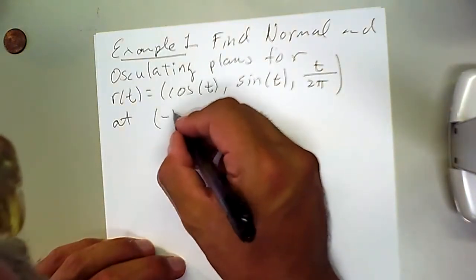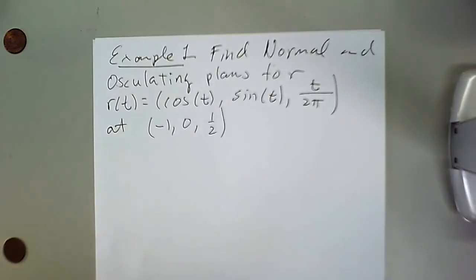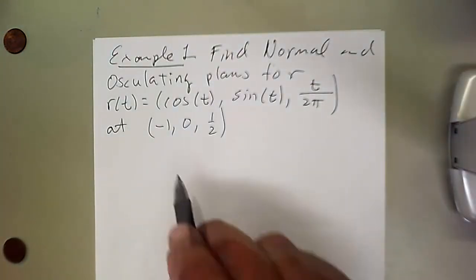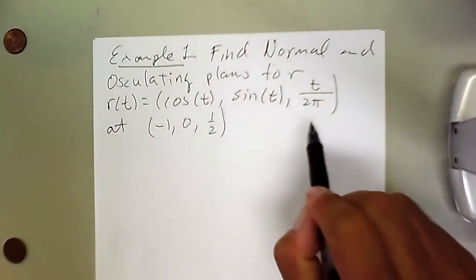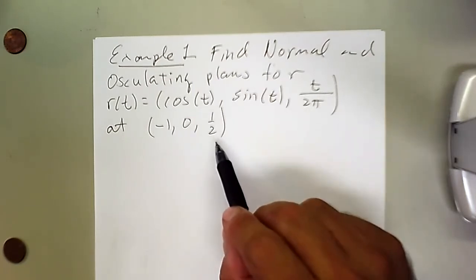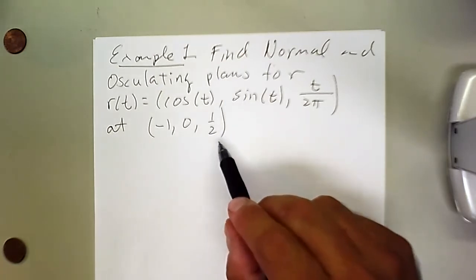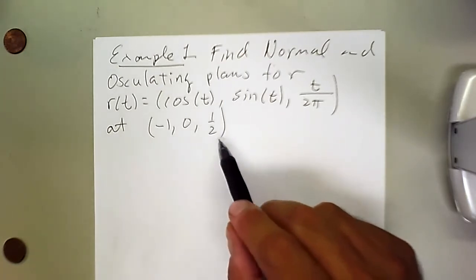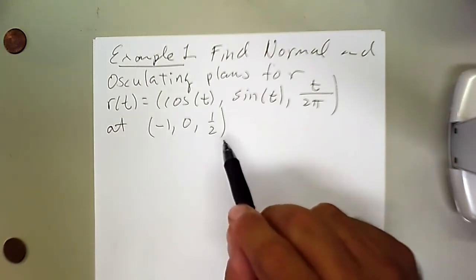At (-1, 0, 1/2). In the previous video, I mentioned that sometimes we will give you t, sometimes we will give you the point. If we give you the point, then it is your job to figure out what t is. Although we're going to piggyback on the example of the previous video, so we don't have to find t because we already found it. But if you did not know t, then it is part of your job to figure out what t is.